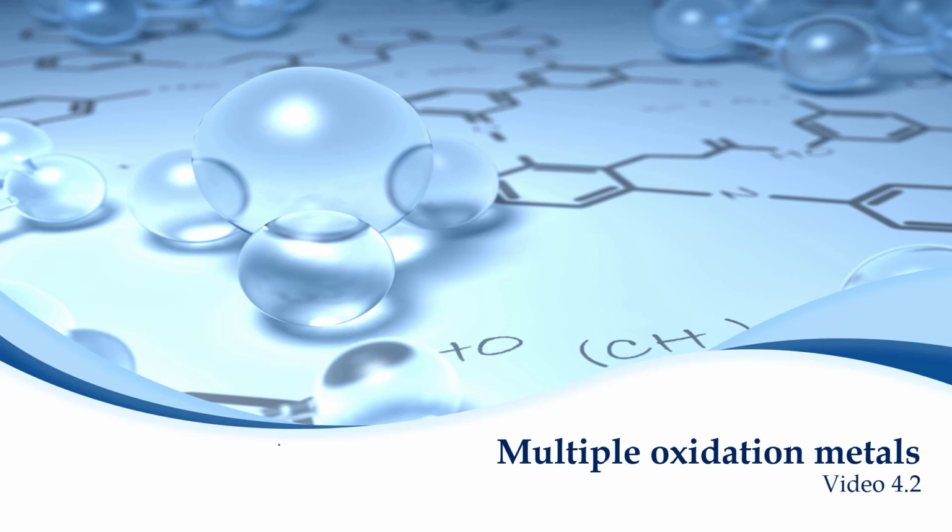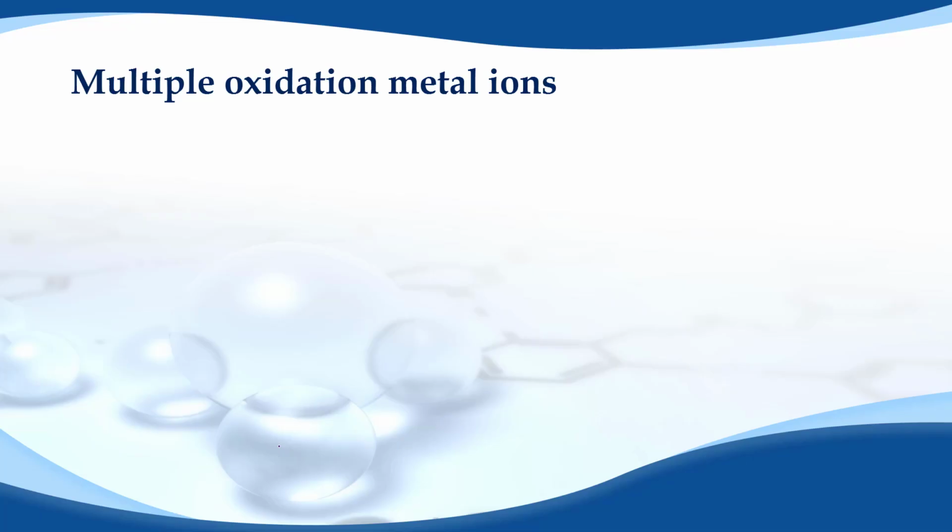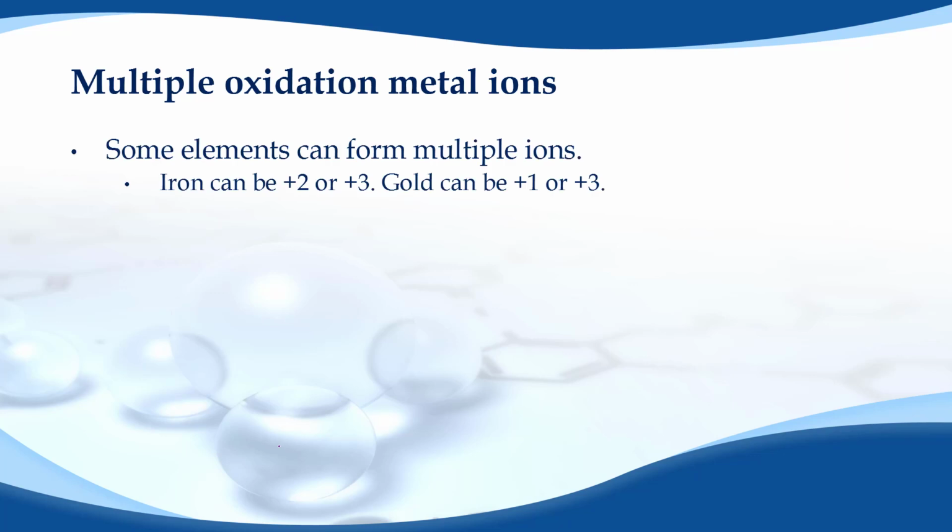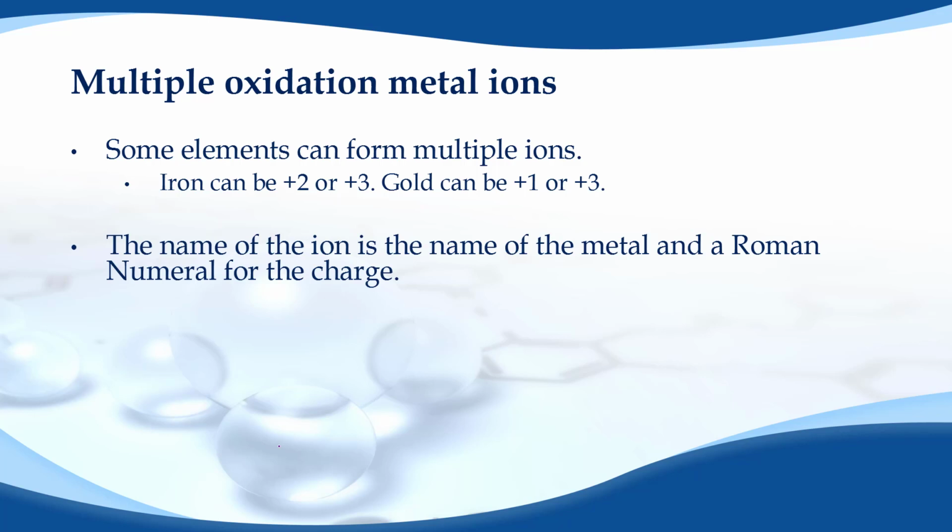Right, so the reason why we want to work with multiple oxidation compounds is that, again, some elements can form multiple charges. Iron will typically form a +2 charge or a +3 charge. Gold will be +1 or +3. Now we have to be able to separate between these charges because, again, the different compounds formed from these different charges are not going to be the same, so we have to identify them uniquely. The way we do that is we use a Roman numeral.